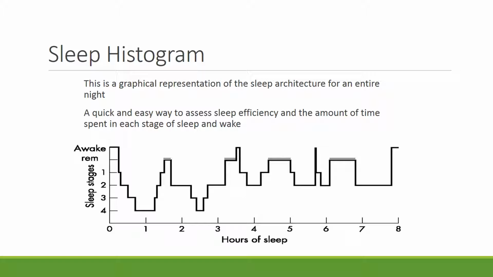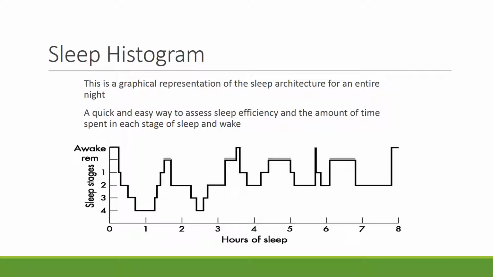Okay, this is a picture of a sleep histogram. This is a graphical representation of a person's sleep architecture for an entire night. So when we talk about sleep architecture, it's the stages of sleep they go through and the process in which they go through it for a night. And this is a picture of sleep architecture. So you can get a lot of information just by looking at this picture. It's a very quick and easy way to assess sleep efficiency and the amount of time the patient is spending in each stage of sleep and wakefulness.